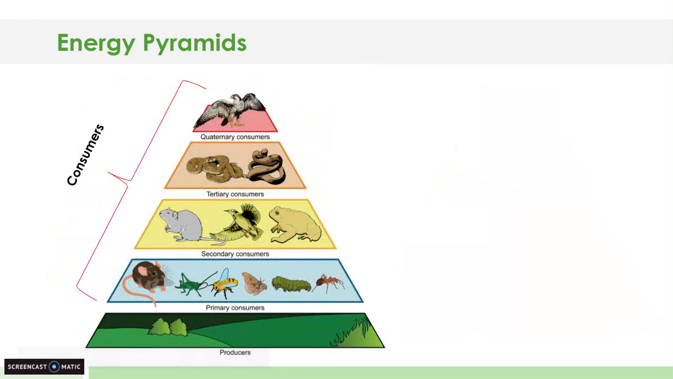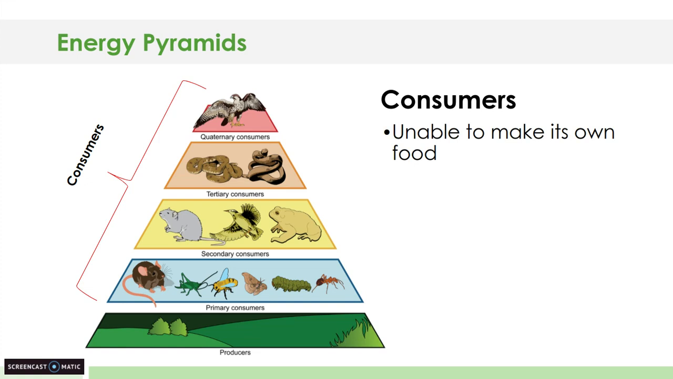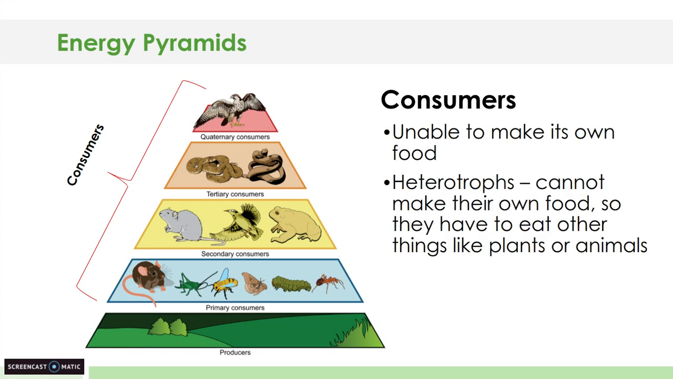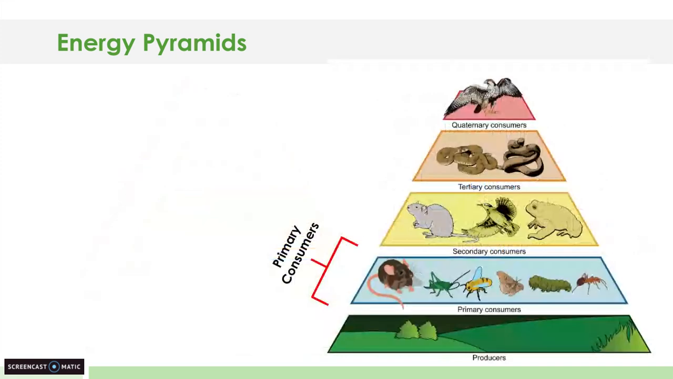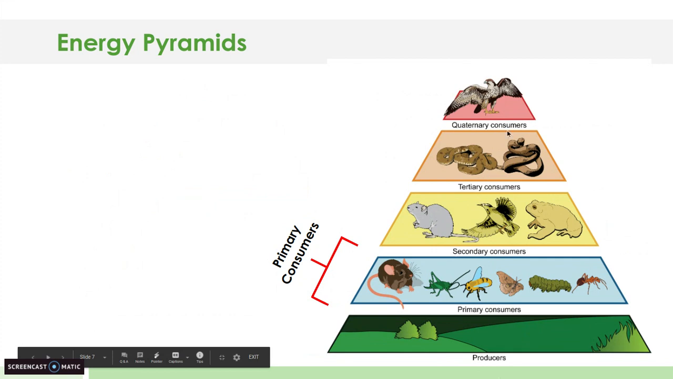Then the remaining levels of the energy pyramid are made up of consumers. Consumers are unable to make their own food. They're heterotrophs. Basically, that term just means that they can't make their own food, so they have to eat other things like plants and animals. Now, each of these different levels of the energy pyramid, they're all consumers, but they're all different types of consumers.